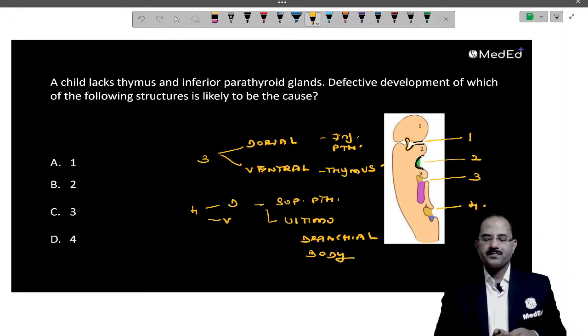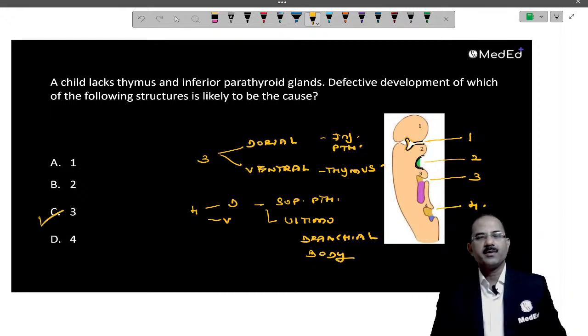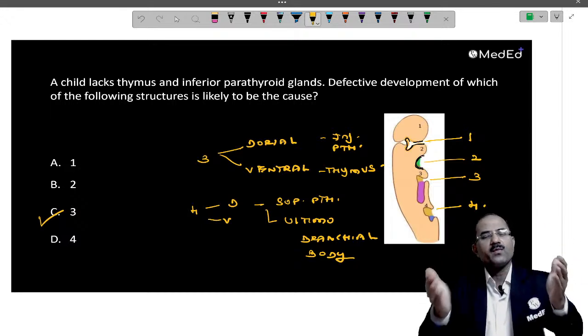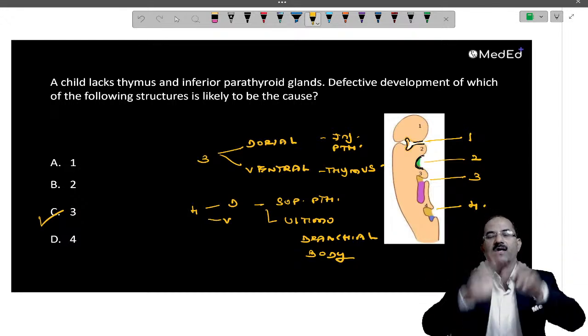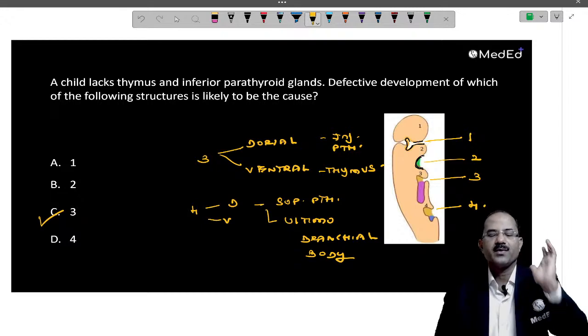Ultimobranchial body. So what is the answer for this? The answer is the third endodermal pouch. So what do you get from the third endodermal pouch? It is the thymus and the inferior parathyroid.